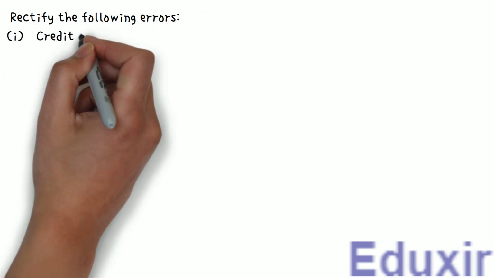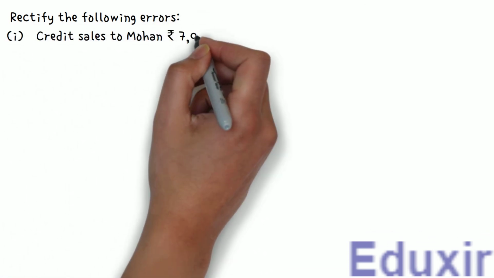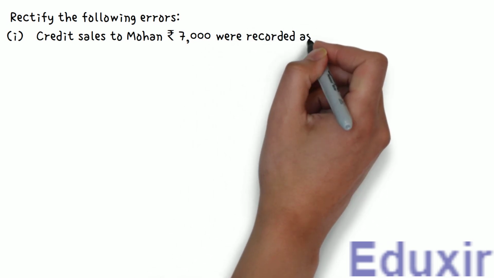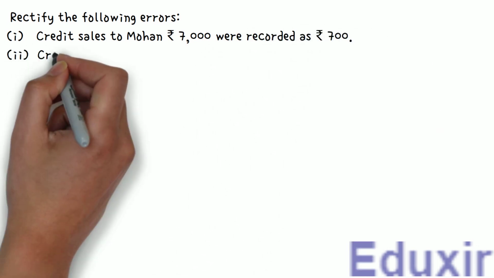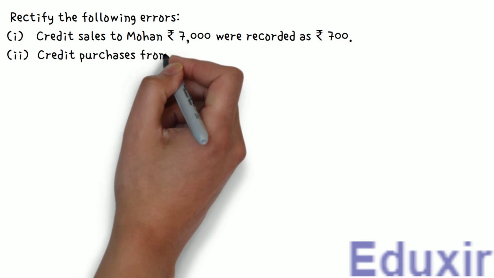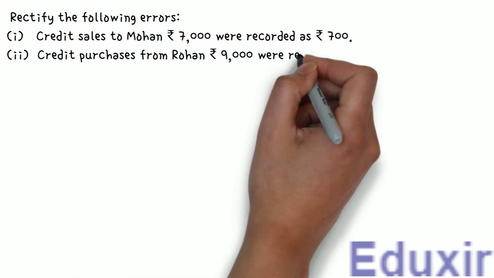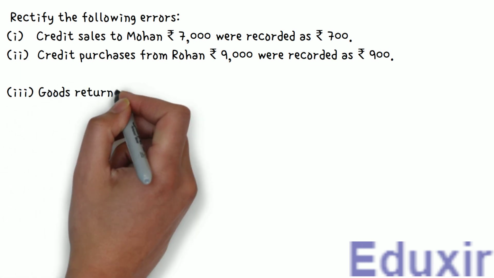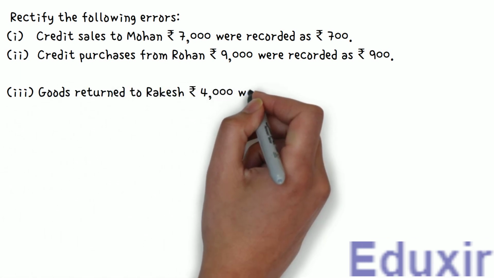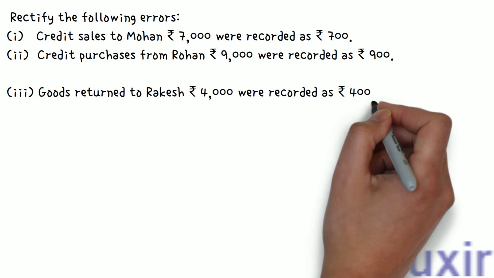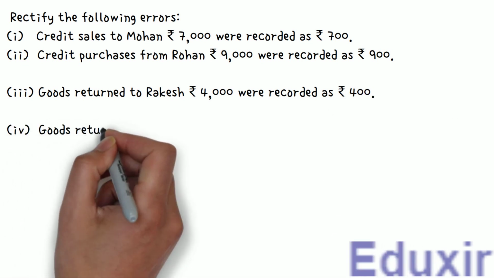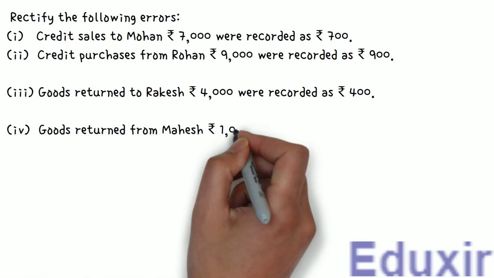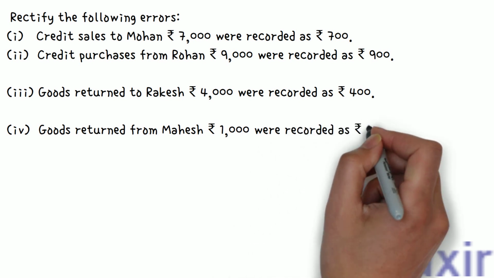1. Credit sales to Mohan 7,000 rupees were recorded as 700 rupees. 2. Credit purchases from Rohan 9,000 rupees were recorded as 900 rupees. 3. Goods returned to Rakesh 4,000 rupees were recorded as 400 rupees. 4. Goods returned from Mahesh 1,000 rupees were recorded as 100 rupees.